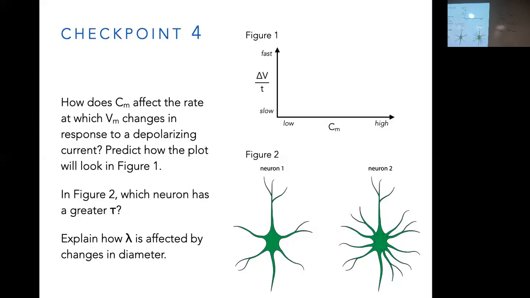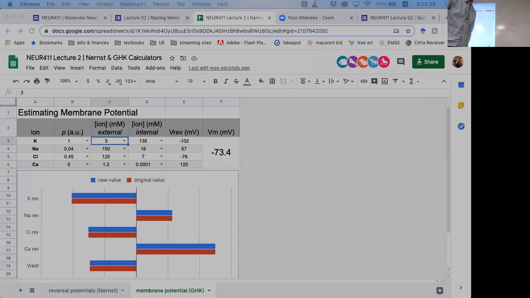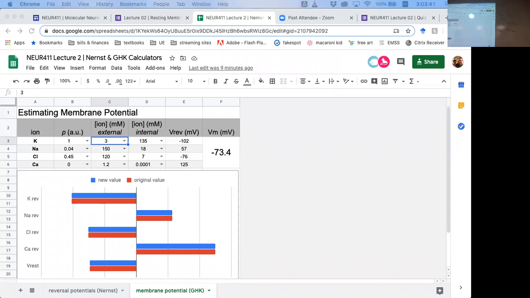You think you could calculate reversal potentials just fine? Okay, good. Let's make sure, before we get out of here. Can somebody tell me what the reversal potential for chloride will be? Let's say we increase the internal to 70 millimolar.